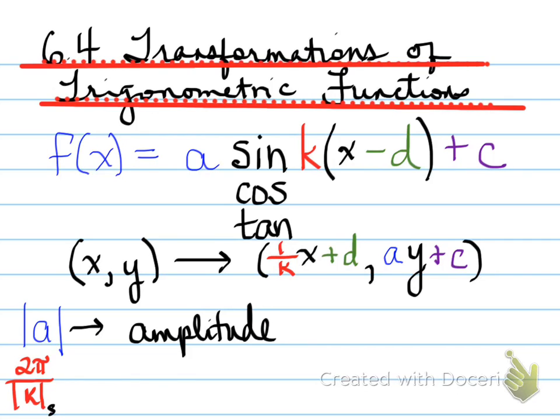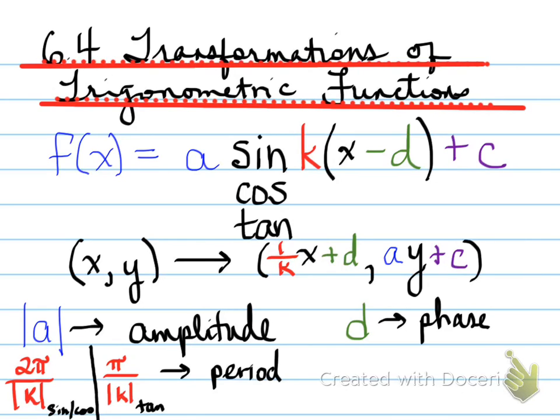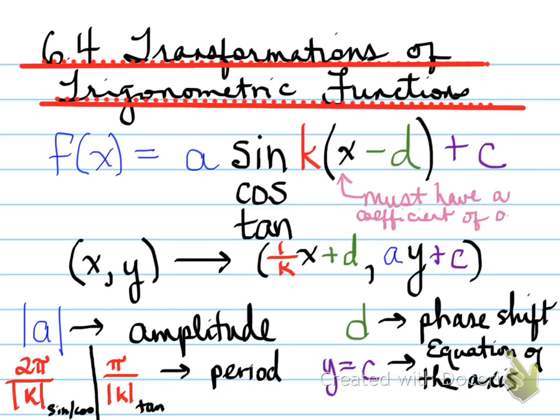2 pi over absolute value of k in sine or cos, or in the case of tan, pi over absolute value of k, will equal your period. So remember, k is not your period. 2 pi over k is your period for sine and cos, or pi over k is your period if it's tan. d, the horizontal translation, represents a phase shift, so a movement of left or right in phase. And y equals c represents the equation of the axis.